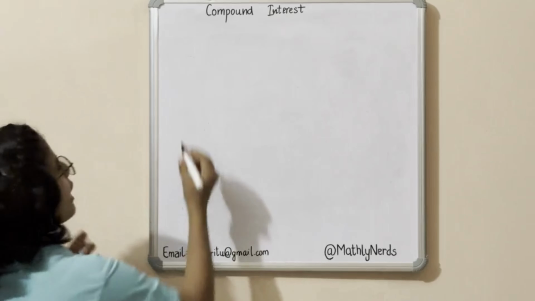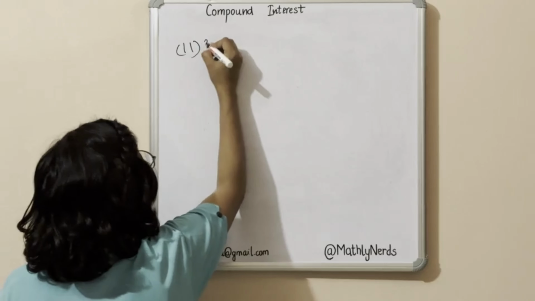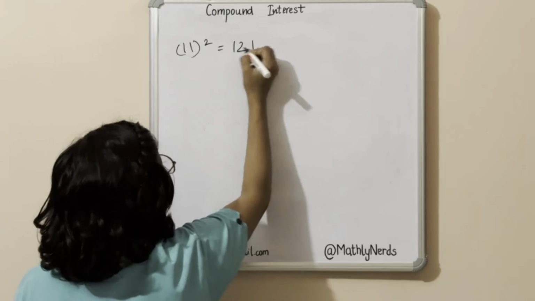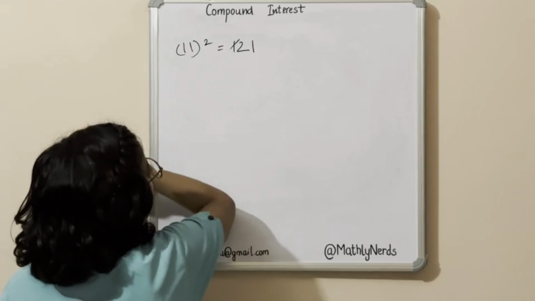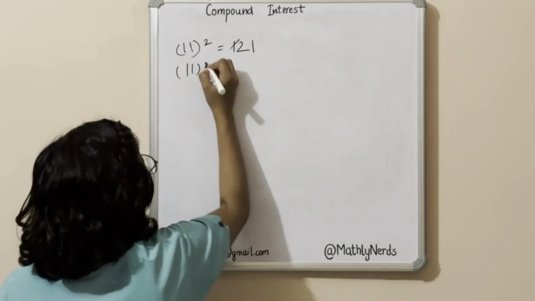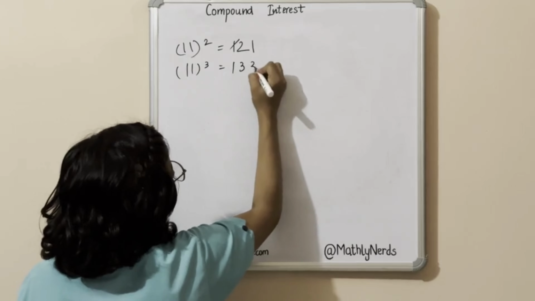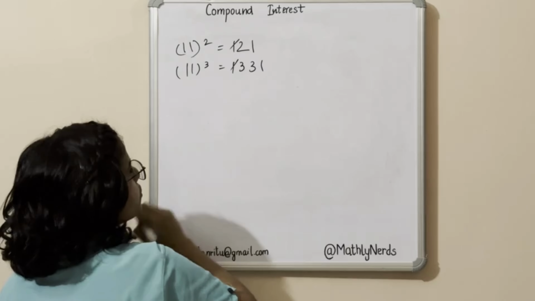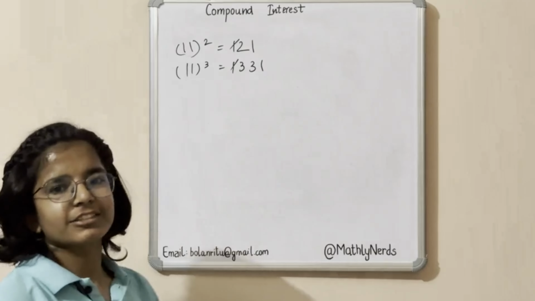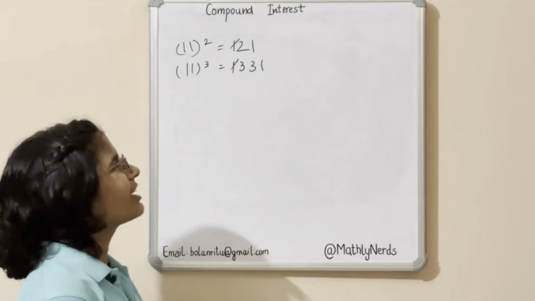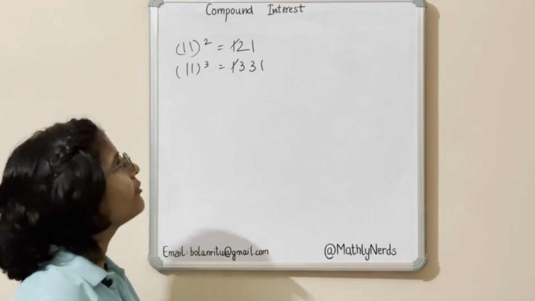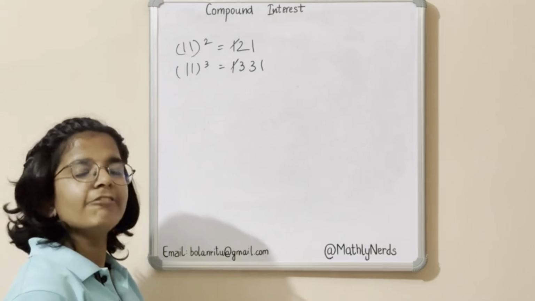So as you all know, what is 11 square? It's 1, 2, 1, and we have nothing to do with this one. What is 11 cube? It's 1, 3, 3, 1, and we have nothing to do with this one. Now you will ask me, what are you talking about? How can this be used in compound interest questions? Just wait, we have a good trick for you. If I start with the theory part, it won't be that interesting and you won't be able to get it directly. So I will start with a question.